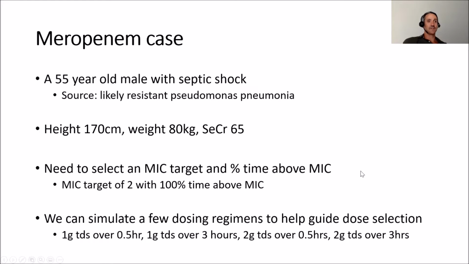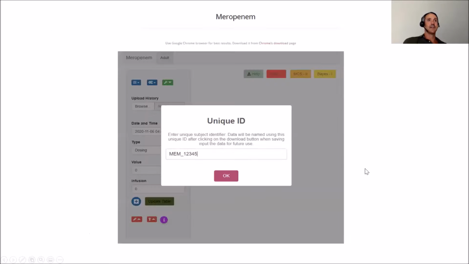So for this, we're going to do 1 gram 3 times a day over half an hour, 1 gram 3 times a day over 3 hours, 2 grams 3 times a day over half an hour, and 2 grams 3 times a day over 3 hours. So a lot of this Andras has touched on. So the first step, once you're in the software, is to create this unique ID. So you can change this to whatever you would like. And this also will save the files down the track, which I will show you. So we create the file.